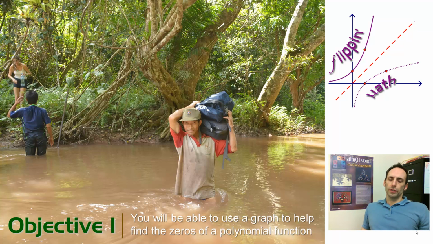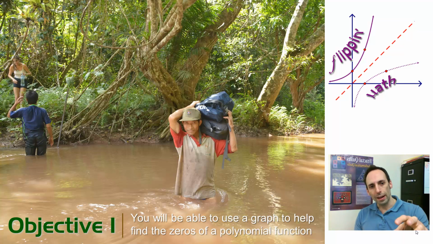Okay, first objective here. Oh my gosh, just went through 20 minutes of video, haven't even gotten to the first objective yet. Well, here it is. So here we're going to be able to use a graph. I have a picture of a graph. I'm going to use that to help me cheat, to help me find some zeros of polynomials.